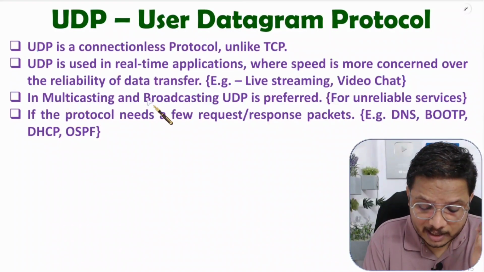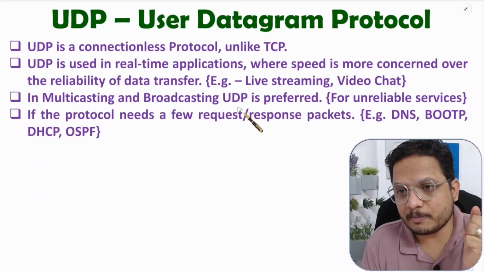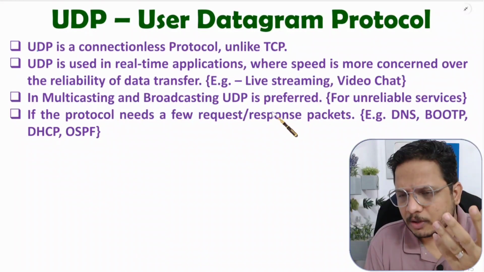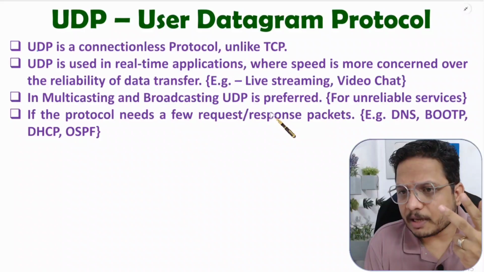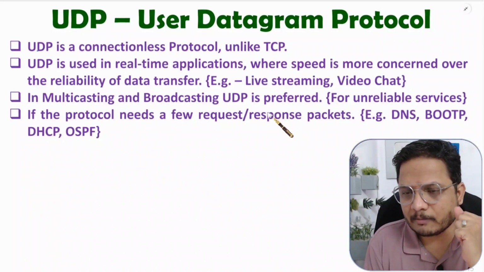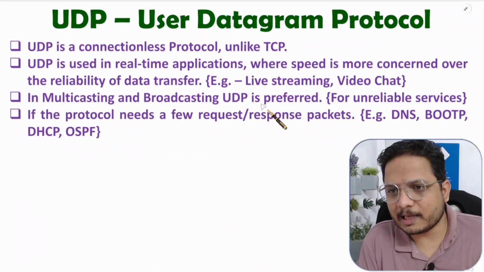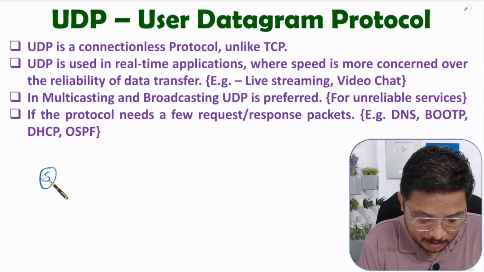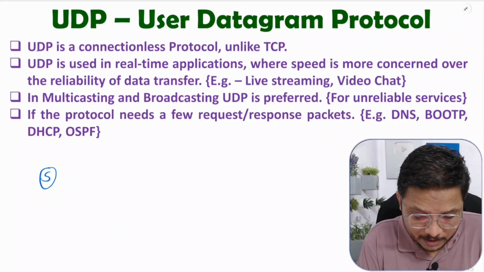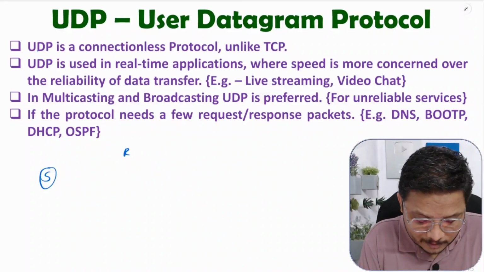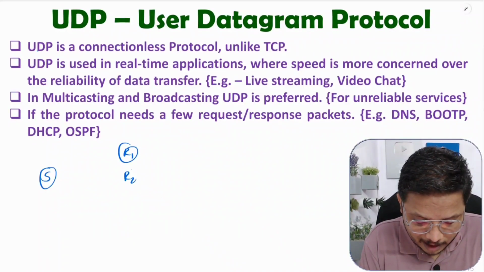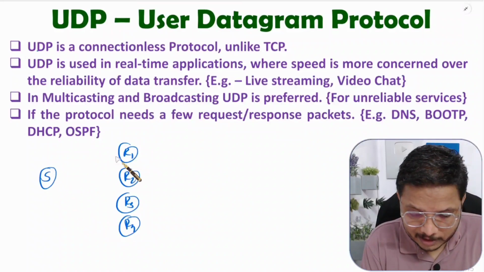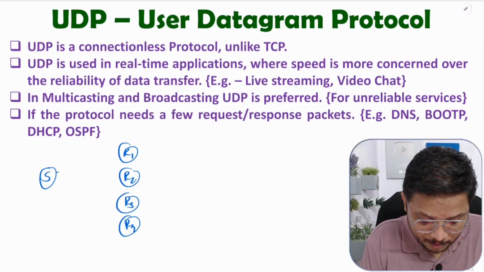See, in multicasting and broadcasting also, UDP is preferred. Now you might be thinking, why should we have UDP over TCP for multicasting and broadcasting? Let me explain that with one practical analogy. Here you see we have one sender. In multicasting and broadcasting, we will have multiple receivers. So let us say receivers R1, R2, R3, R4. That is how multiple receivers are connected here, right?